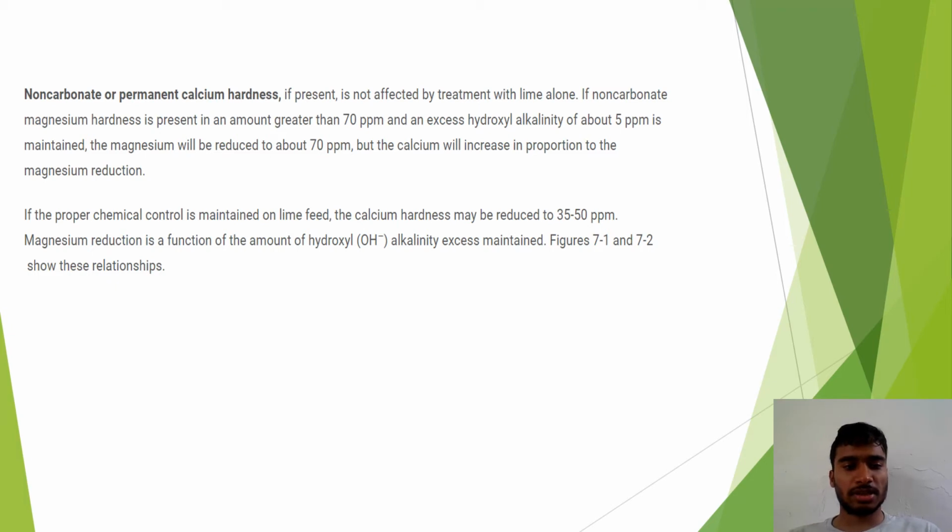Magnesium reduction is a function of the amount of hydroxide alkalinity excess maintained. Figures 7.1 and 7.2 show these relationships. Now I am going to repeat this again.